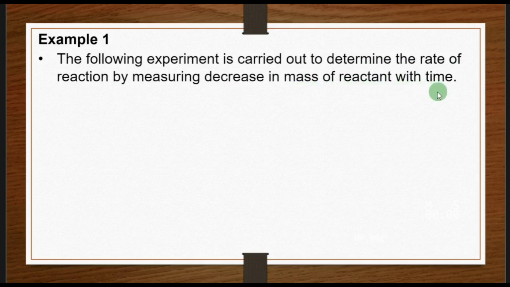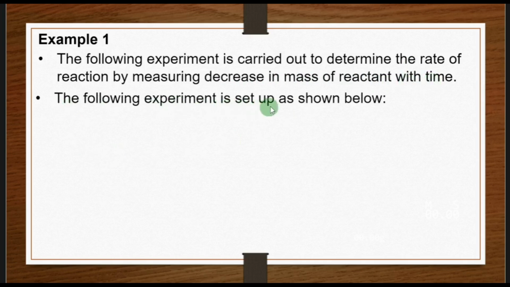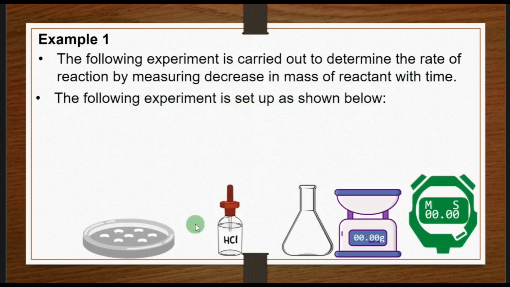So actually, here there's an experiment that is carried out to determine the rate of reaction by measuring the decrease in mass of reactant with time. The following experiment is set up as shown below. We have some marble chips, hydrochloric acid, a conical flask, an electronic balance, and then the stopwatch.